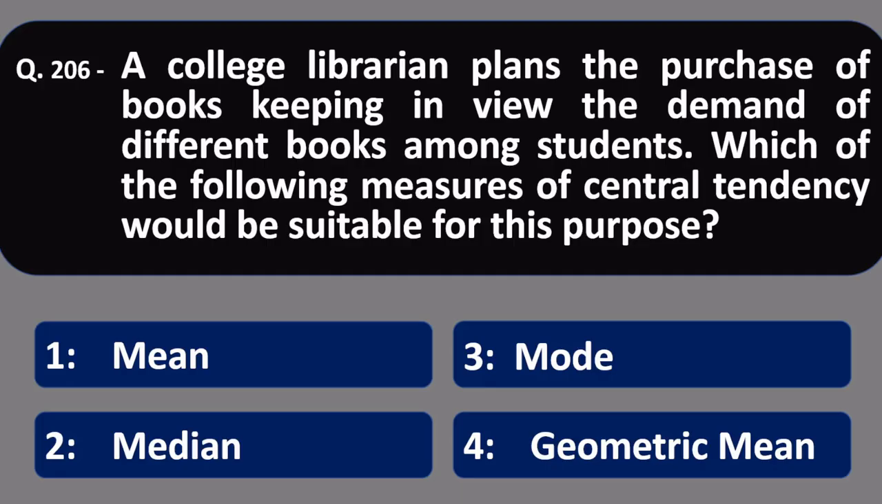The librarian plans to purchase a book by keeping in view the demand. So he will order the book which has more demand. It means he will see the mode. Option number 3. Mode shows the maximum frequency.